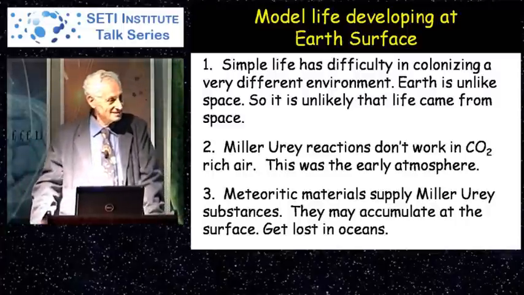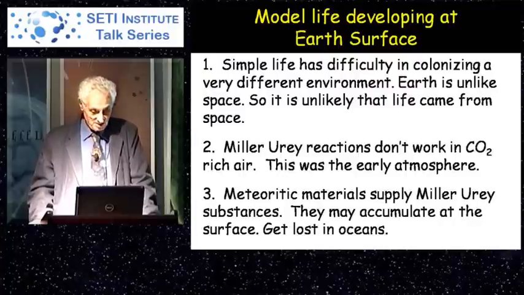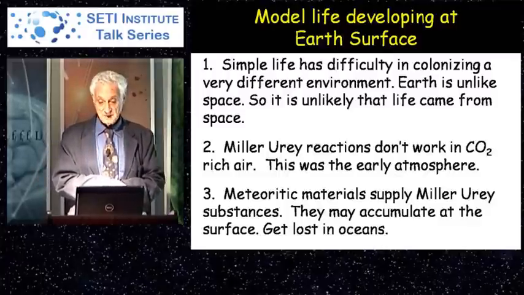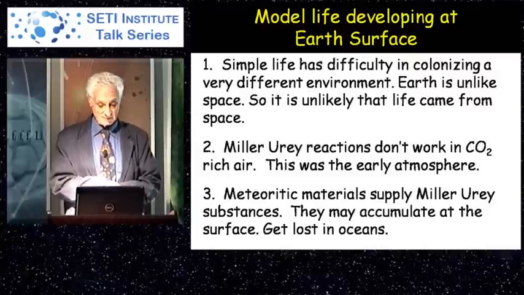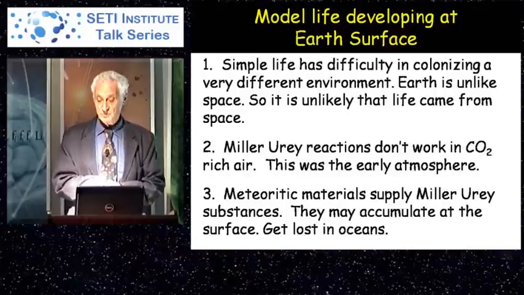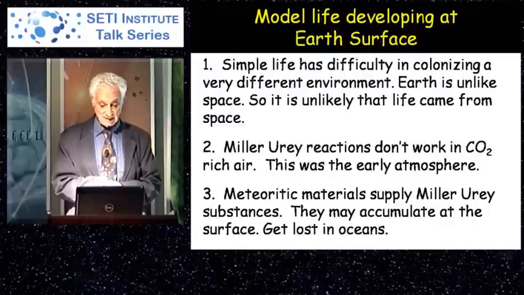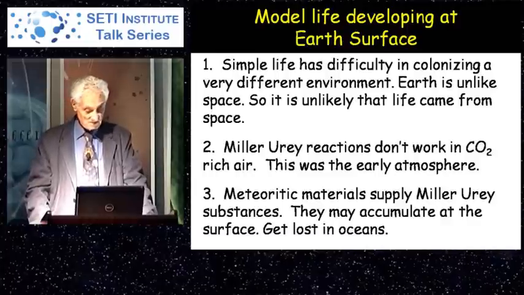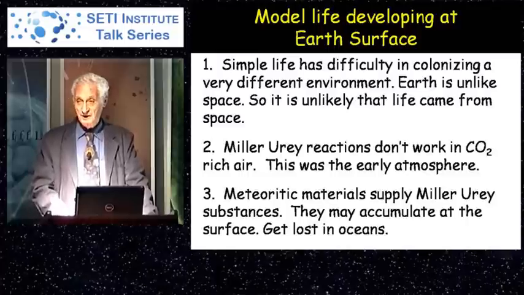So, I'm now going to start having to move towards reality, and I'm led into certain directions. First of all, simple life has difficulty in colonizing a very different environment. Simply that, simple life is very environment dependent, and Earth environment is unlike space. So it's unlikely that life came from elsewhere. The second is that the reactions that produce lifelike materials, the Miller-Urey reactions, don't work in a carbon dioxide-rich atmosphere, and that's what we had on early Earth. On the other hand, they do act in space, and that's why meteoritic materials are like the products of the Miller-Urey experiment, and they could accumulate on the surface of the Earth, but they'd get lost in oceans. So I'm sort of led to look for a surface of Earth origin for life.